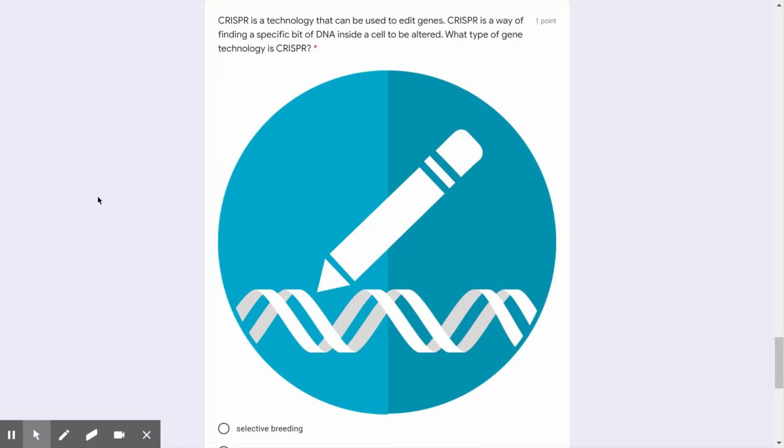CRISPR is a technology that can be used to edit genes. CRISPR is a way of finding a specific bit of DNA inside a cell to be altered. What type of gene technology is CRISPR?